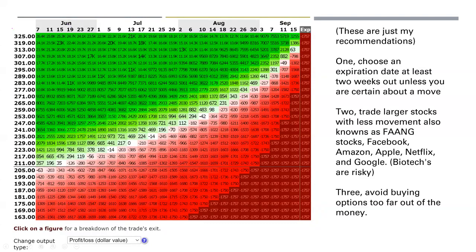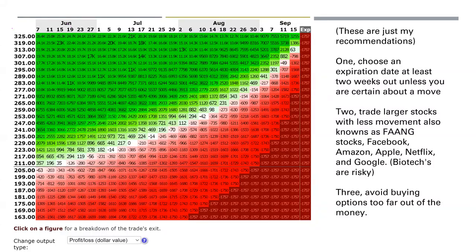2, trade larger stocks with less movement. These are known as FANG: Facebook, Apple, Amazon, Netflix, and Google. So basically, as you can see, when Apple was at its prime, or any of these stocks, before coronavirus and all that, they were almost flatline. They trade between maybe about $20 a week. They don't go up and down that much. Therefore, they don't fluctuate that much. That means you don't lose that much on options.